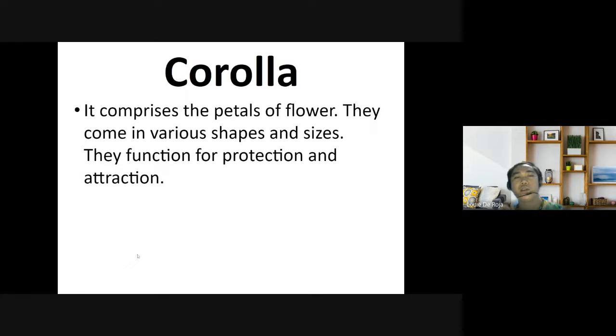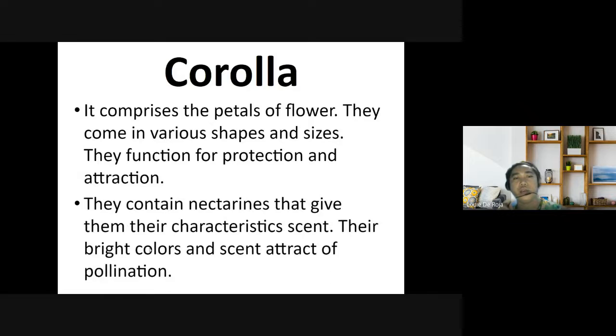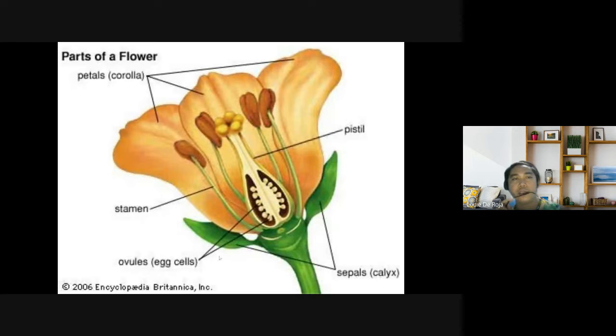Okay, first is corolla. So it comprises the petals of the flower. They come in various shapes and sizes. They function for protection and attraction. Okay, they contain nectarines that give them their characteristic scent. Their bright colors and scent attract for pollination. This is corolla or yung petal. So ito yung nag-a-attract sa mga bees or sa mga organism, yung petals po nila.